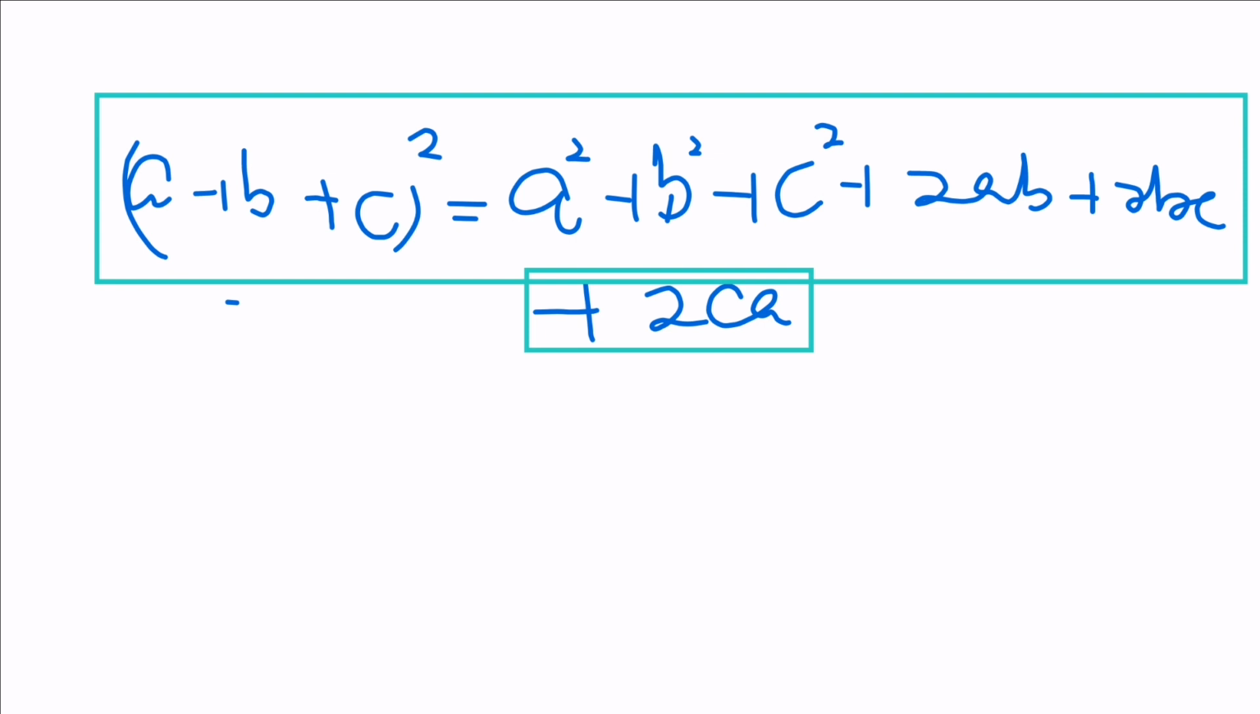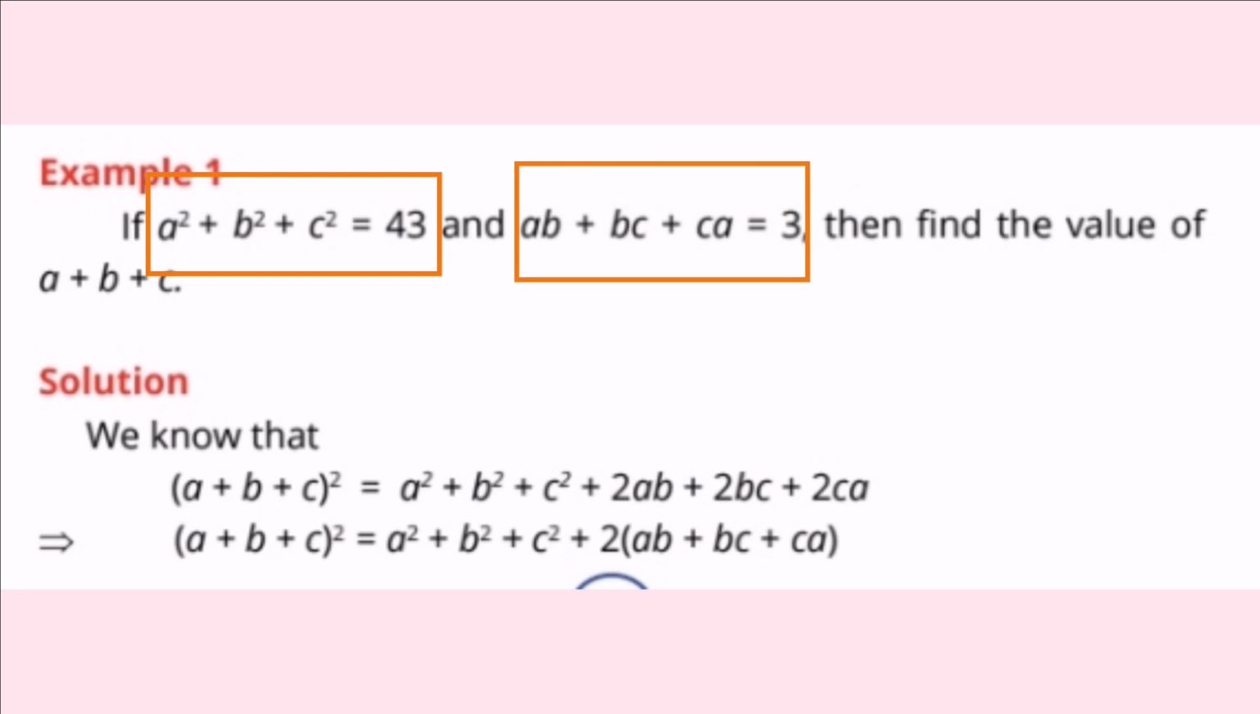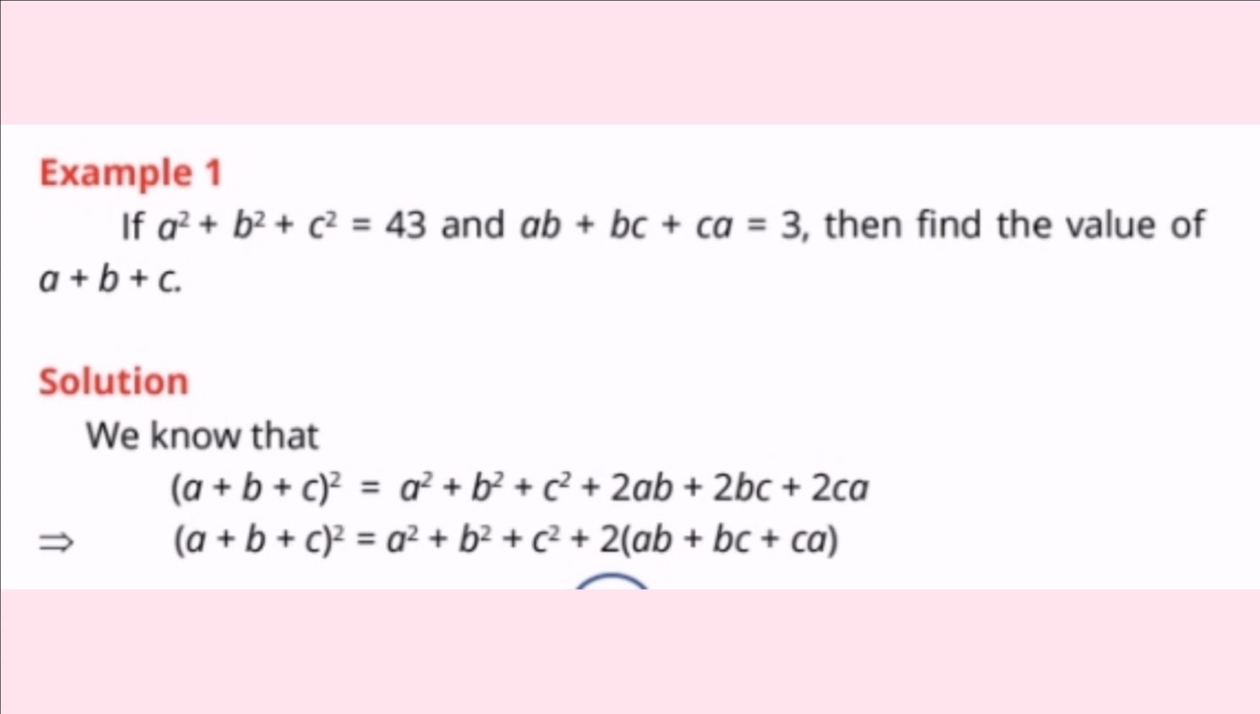Now we want to discuss and solve some problems on this formula. First I want to solve example 1. In example 1, given that a square plus b square plus c square is equal to 43 and ab plus bc plus ca is equal to 3, then find the value of a plus b plus c.